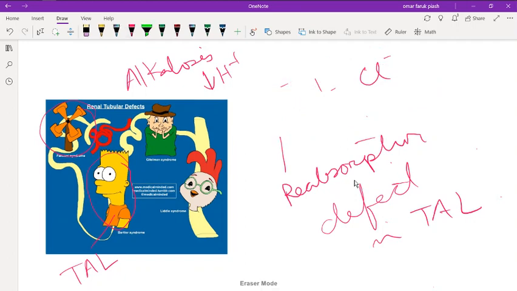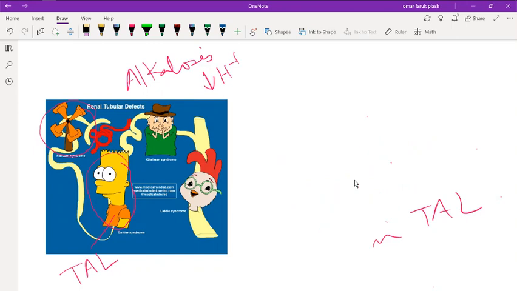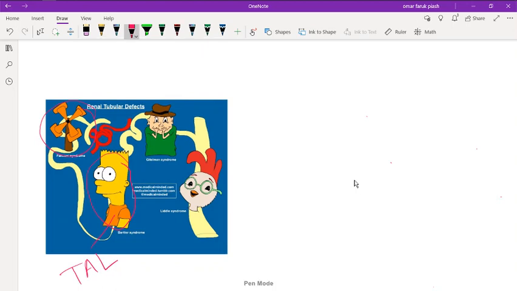So what are the things you have to remember in Bartter? In Bartter there is a reabsorption defect in the thick ascending loop of Henle, which affects the sodium potassium 2-chloride. Here there is metabolic alkalosis, hypokalemia, and hypercalciuria that leads to stone.